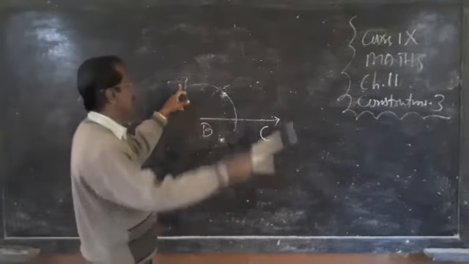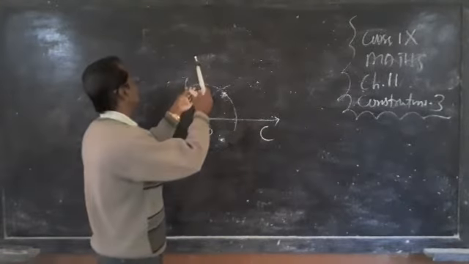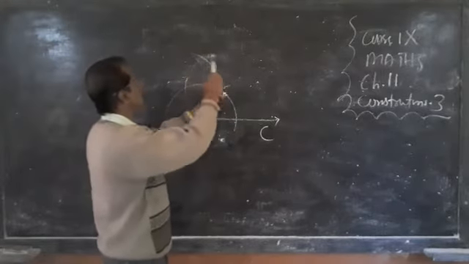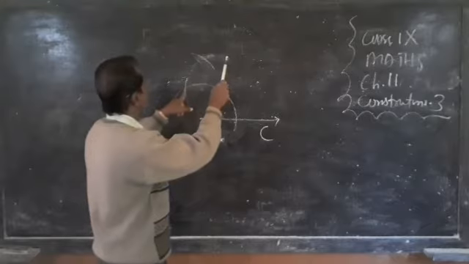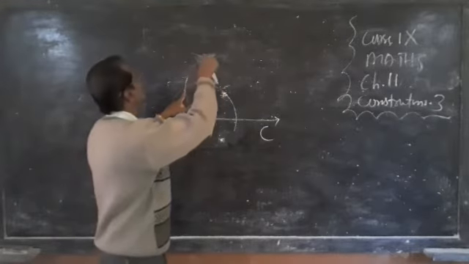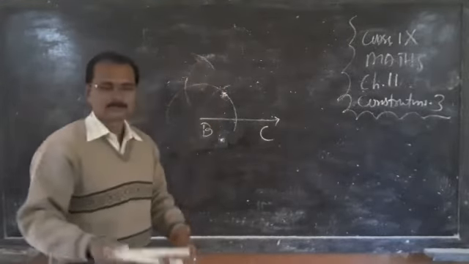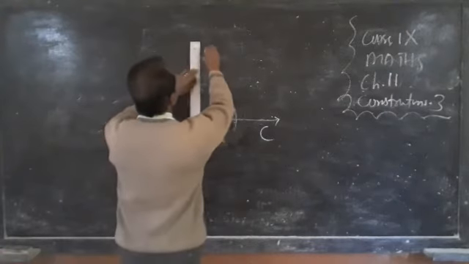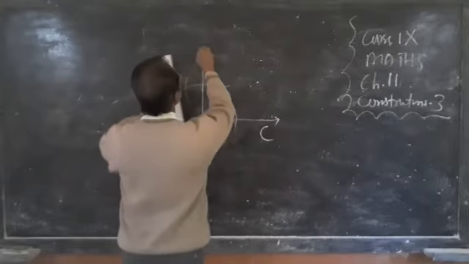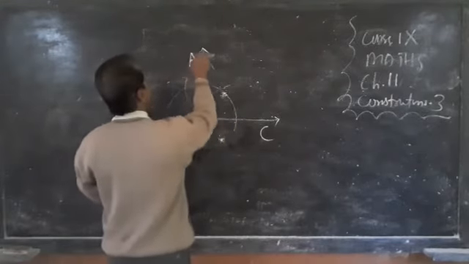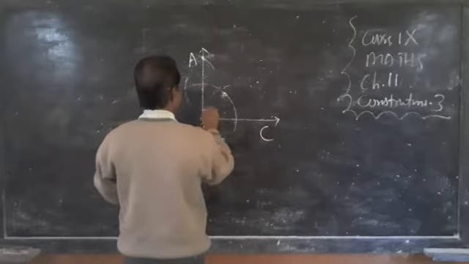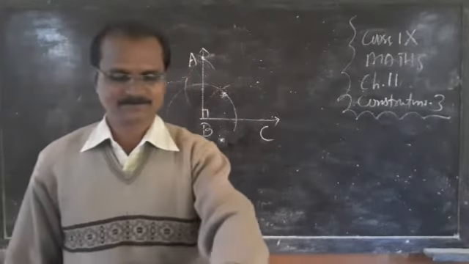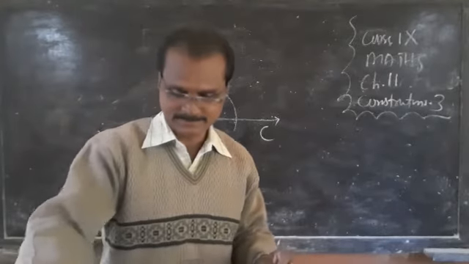Now again with the same radius, make two arcs, one from the 60 degree point and one from the 120 degree point. These two arcs intersect at this point. Through this point draw another ray, and name it A. So angle ABC is 90 degrees.